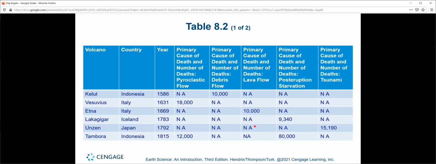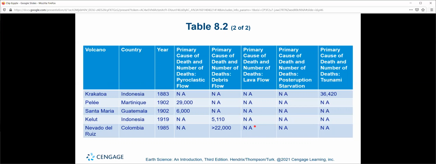If we look at these numbers for these old volcanoes before we really understood how this stuff works, we can see lots of people dying, right? 10,000, 12,000, 80,000 people dying as a result of these volcanic eruptions. And then as we get further along in the process, we find these numbers steadily dropping, with the exception of the Colombia volcano in 1985.